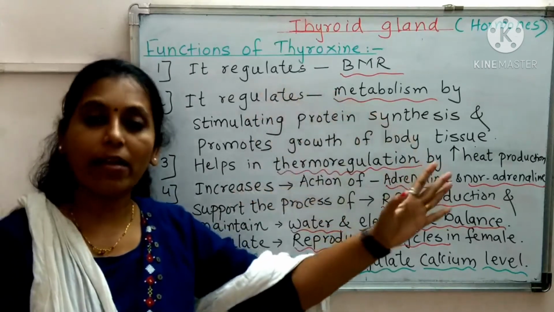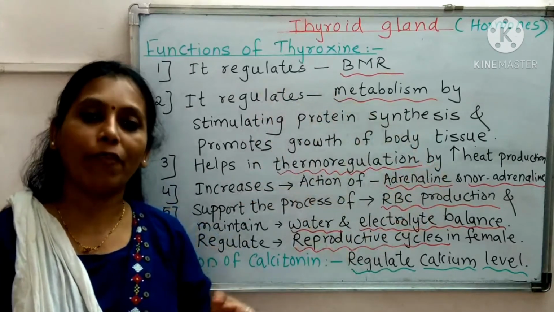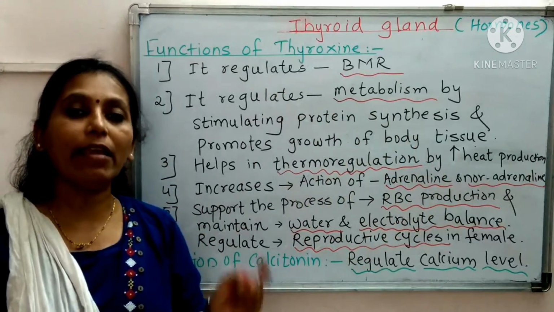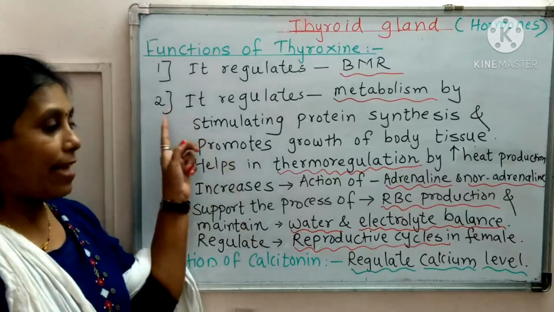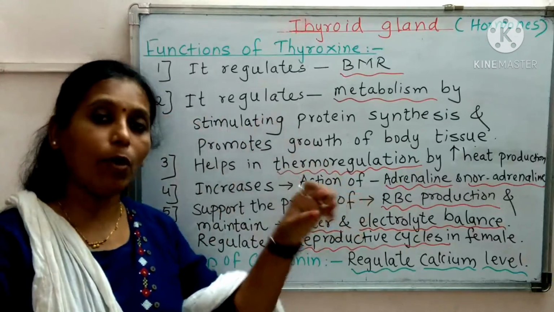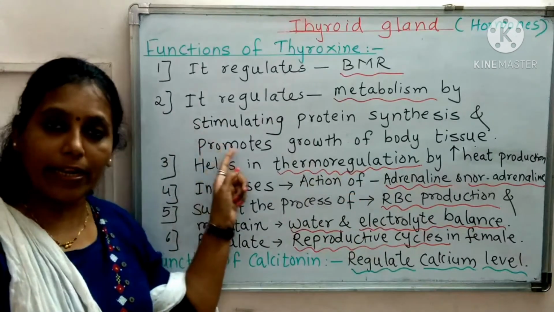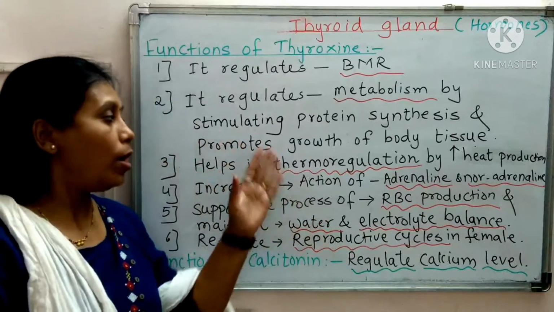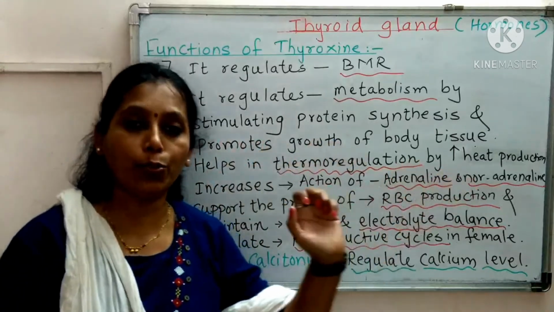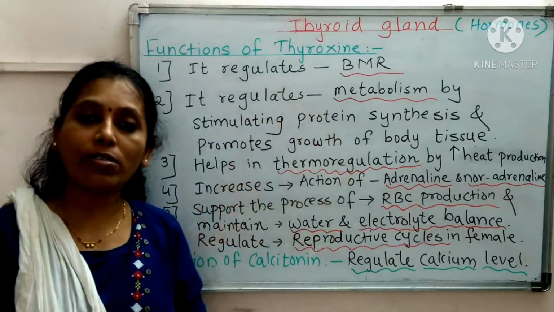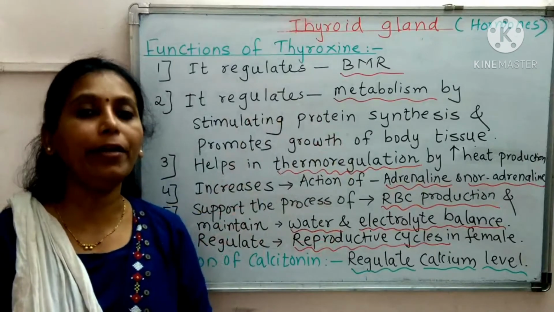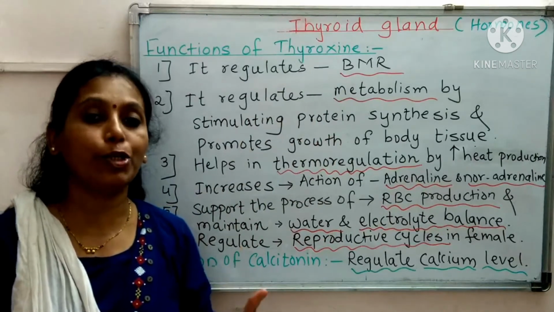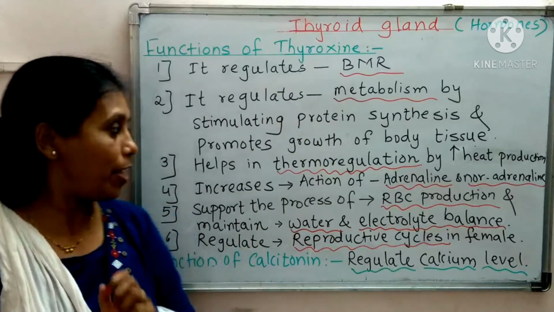And this BMR is controlled in two ways, by increasing cellular respiration and by increasing ATP production. Second, it regulates metabolism also by stimulating protein synthesis in the body, and it also promotes the growth of body tissue. So overall, this thyroxine hormone is very much important for the physical growth, the mental growth and the sexual growth of the human body.